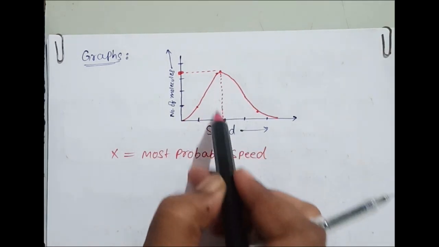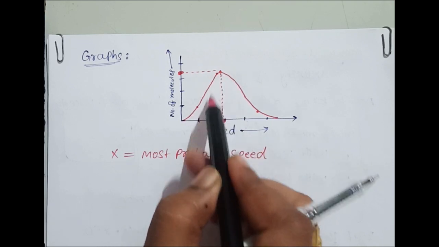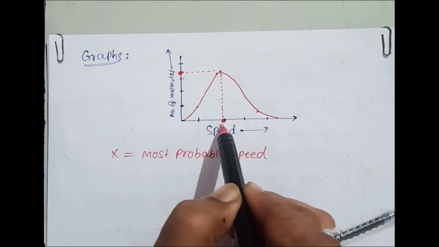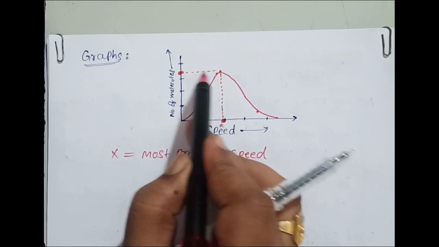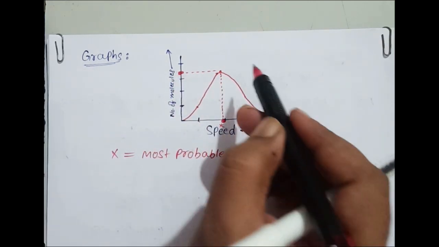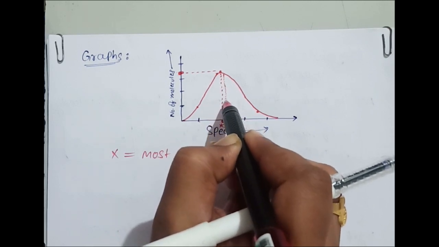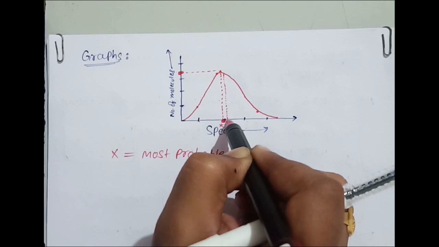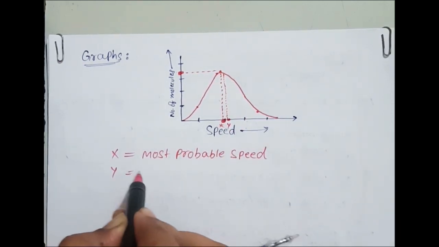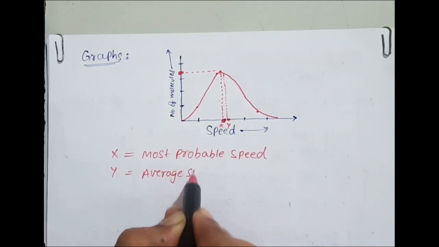This is not the average speed. It would be the average if the graph were symmetrical, but here the graph is not symmetrical. That's why this is not the average speed. This is the speed possessed by the maximum number of molecules, so I can say it is the most probable speed. And next adjacent to that, if you draw another point, that is going to be the y point, and that y point is called the average speed.